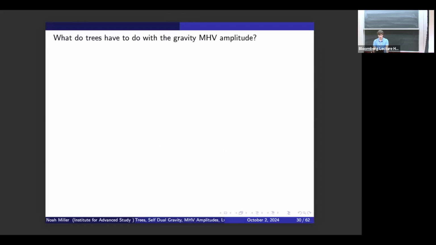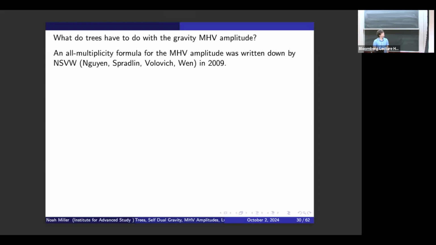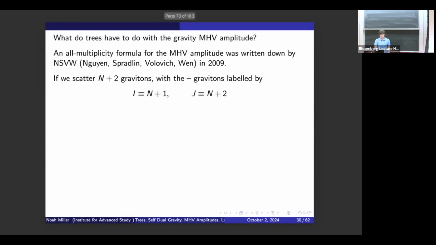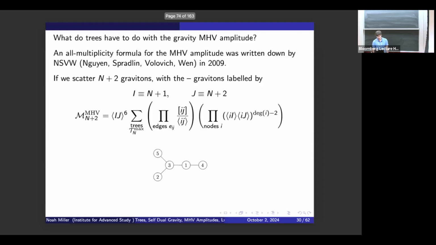Okay, so what do these trees have to do with MHV amplitudes, which is in the title at the top? So, one multiplicity formula for the graviton MHV amplitude was written down by NSVW, Nguyen, Spradlin, Volovich, and Wen in 2009. So if we scatter n+2 gravitons with the minus gravitons labeled by i and j. So here I'm just defining the integer i to be n+1 and the integer j to be n+2, and that's going to label the negative helicity gravitons.